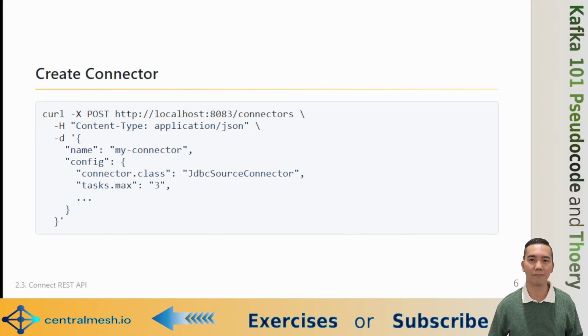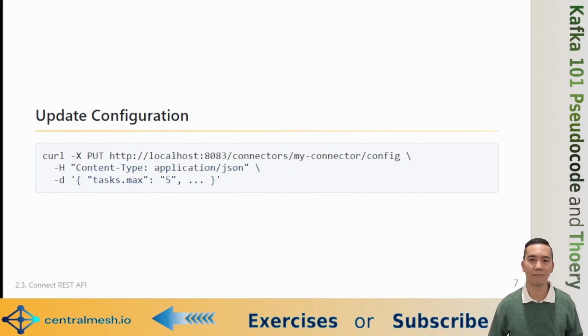Creating a connector is typically done using an HTTP POST request. In this example, we're deploying a JDBC source connector that reads data from a MySQL database. The request includes the connector name along with its configuration settings, such as the connector class, database connection details, maximum number of tasks, and topic naming configuration. Once the request is accepted, Kafka Connect stores the configuration in its internal topics, creates the required tasks, and begins moving data automatically.